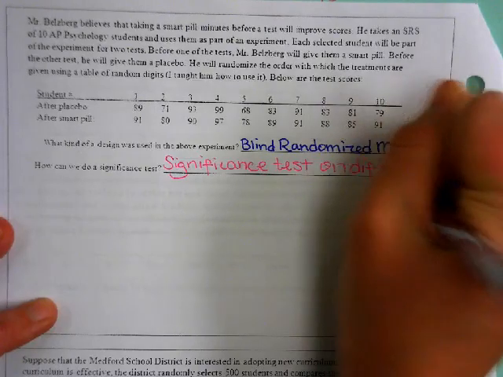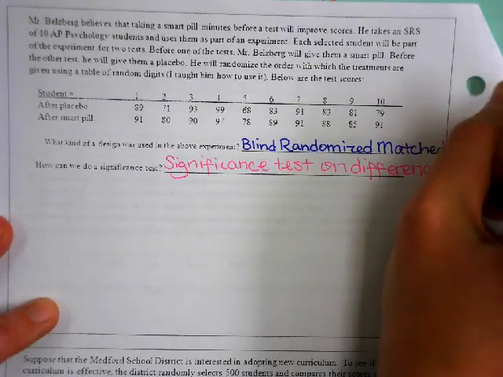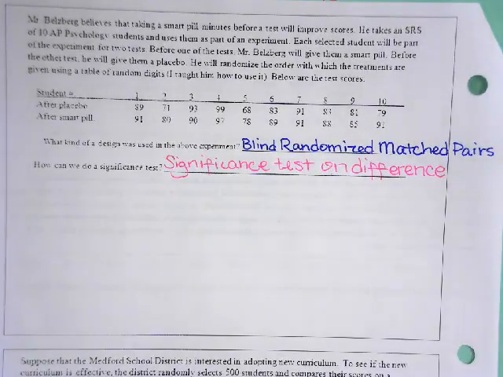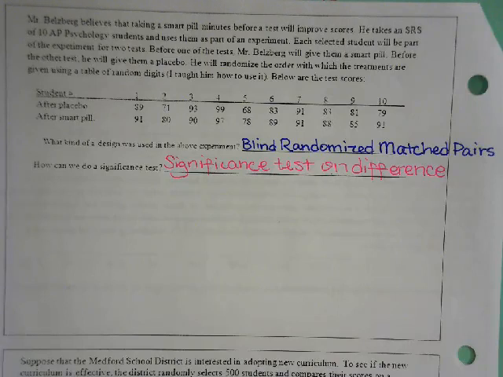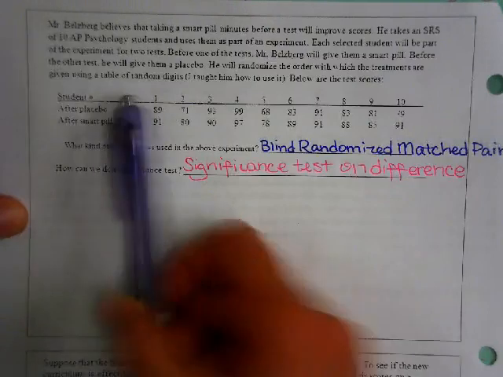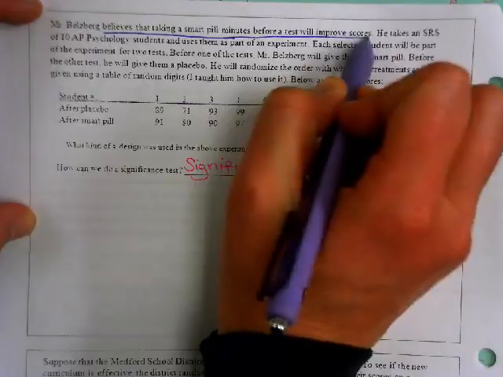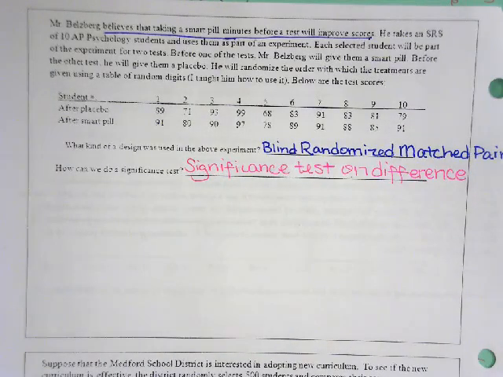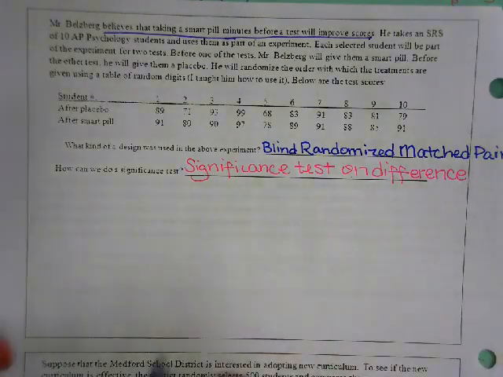Now, do we want to do placebo minus smart pill or smart pill minus placebo? Smart pill minus placebo, Annika? Because they're all bigger than the placebo. That, and because up in the paragraph, it says that Mr. Bellsberg believes taking a smart pill is going to improve scores. So that is going to be our alternative, that the smart pill is going to increase scores. So like Annika said, we're going to do smart pill minus placebo.